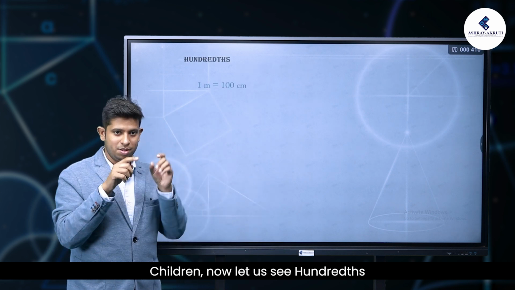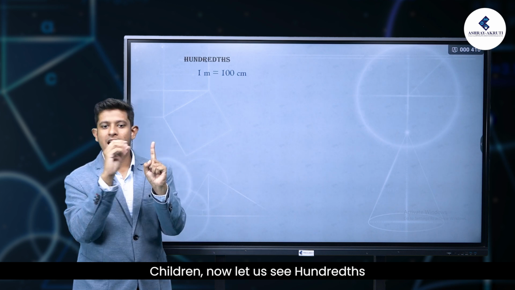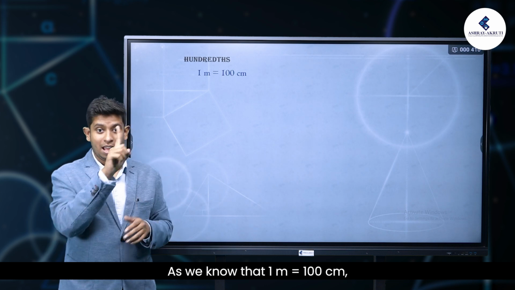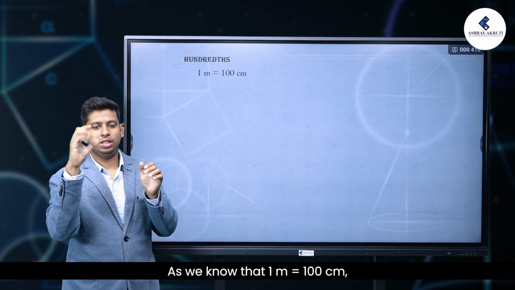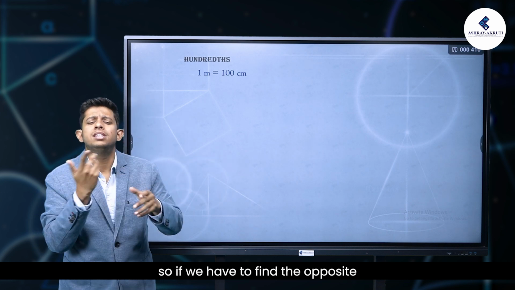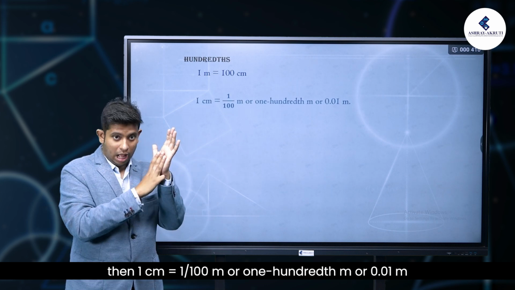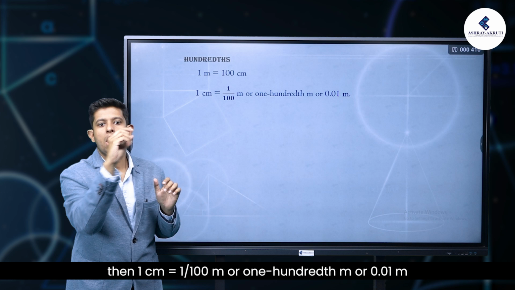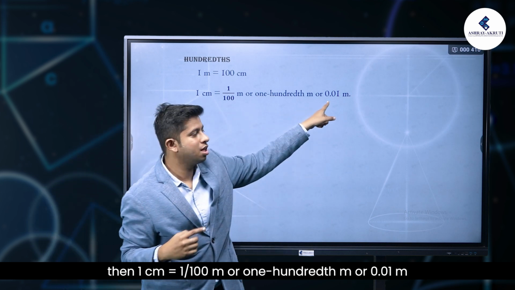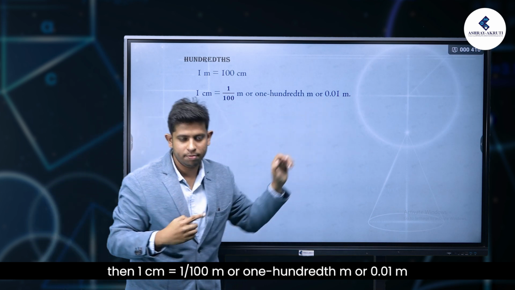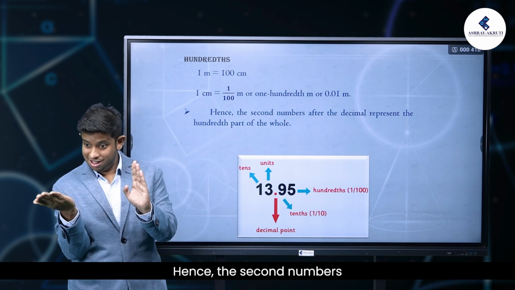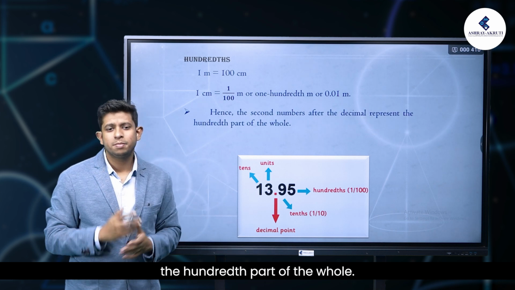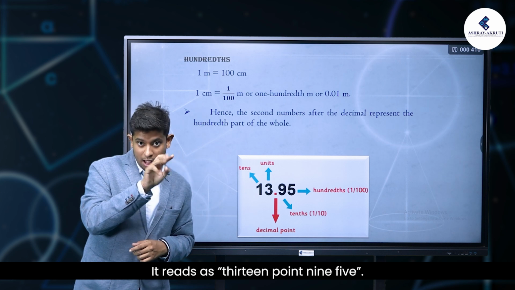Children, now let us see hundredths. As we know, 1 meter is equal to 100 centimeters. So if we have to find the opposite, then 1 centimeter is equal to 1 by 100 meter or 0.01 meter. Hence the second number after the decimal represents the 100th part of the whole. It reads as 13.95.